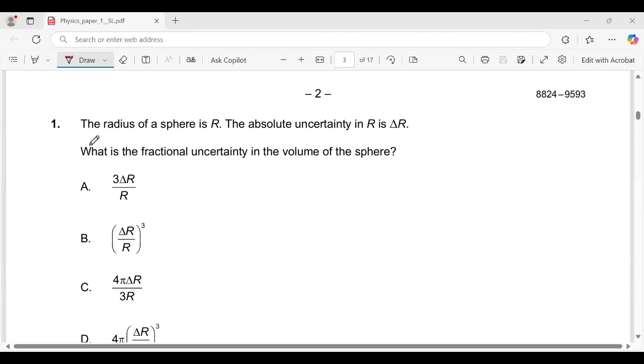Number one, the radius of a sphere is r. The absolute uncertainty in r is delta r. What is the fractional uncertainty in the volume of the sphere?